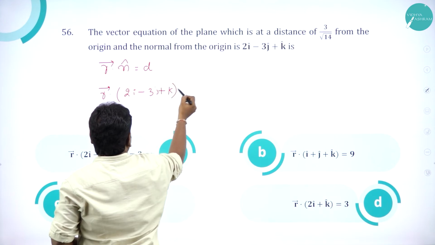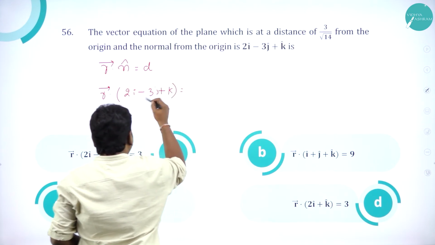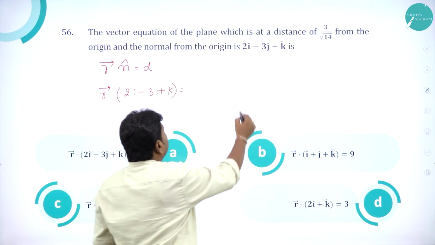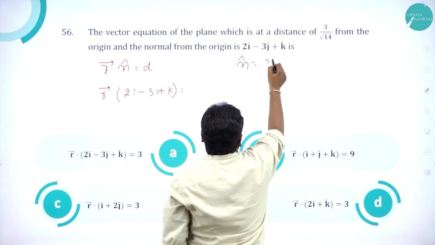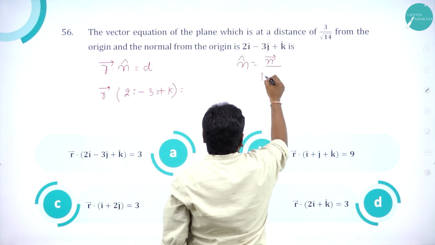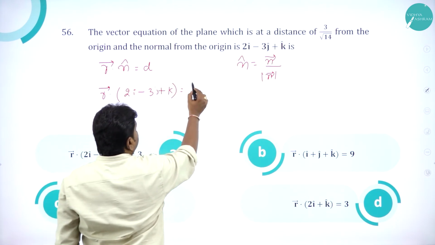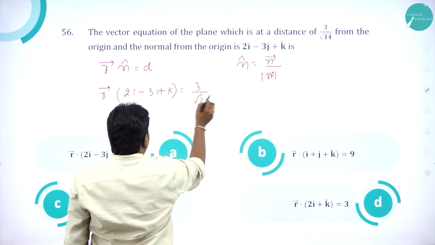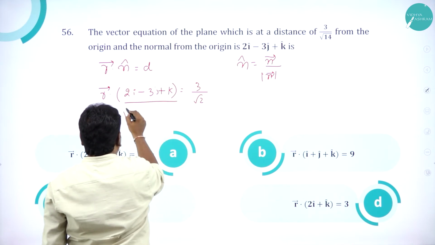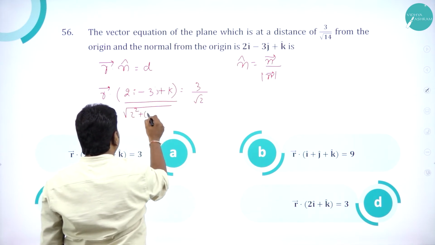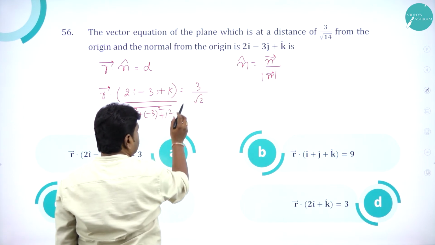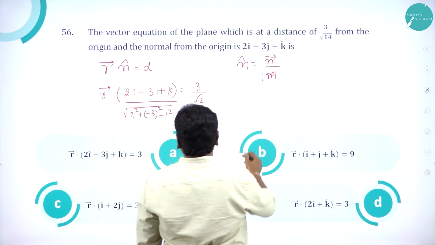is equal to the distance from the origin. So n cap means what? Vector n divided by its magnitude. They give the distance from the origin, so 3 by root 14. And here I should find the magnitude of this. What is the magnitude? Root of 2 square plus minus 3 the whole square plus 1 square. So if you do that, what is the answer you will get?